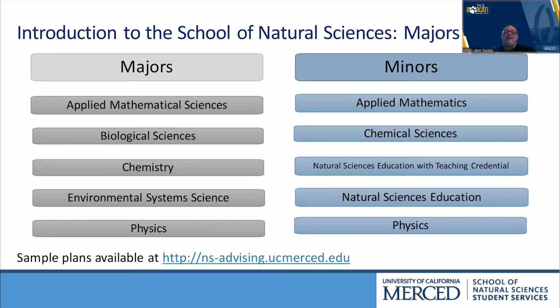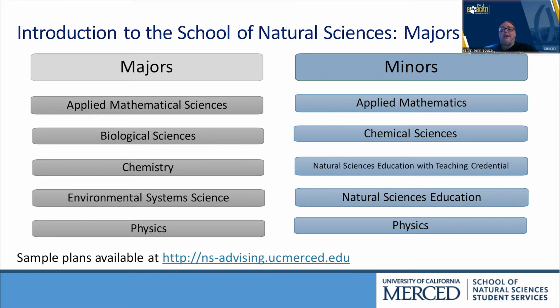Okay, so here is our list of majors and our minors. We do have 5 majors in the School of Natural Sciences: applied math, bio, which is called biological sciences, chemistry, environmental system science, and physics. All but environmental system science have what we call an emphasis track. There are 8 for math, 5 for bio, 3 for chemistry, and 5 for physics. If that's something you're interested in, you'll have a chance to explore those a little bit later.